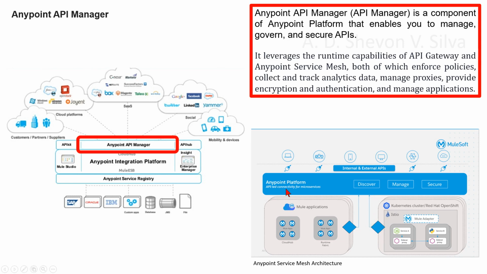The Kubernetes cluster or Red Hat OpenShift is connected to Anypoint platform. API-led connectivity for microservices: you can see discover, manage, and secure inside the API platform, and internal and external APIs are on top of Anypoint platform here.